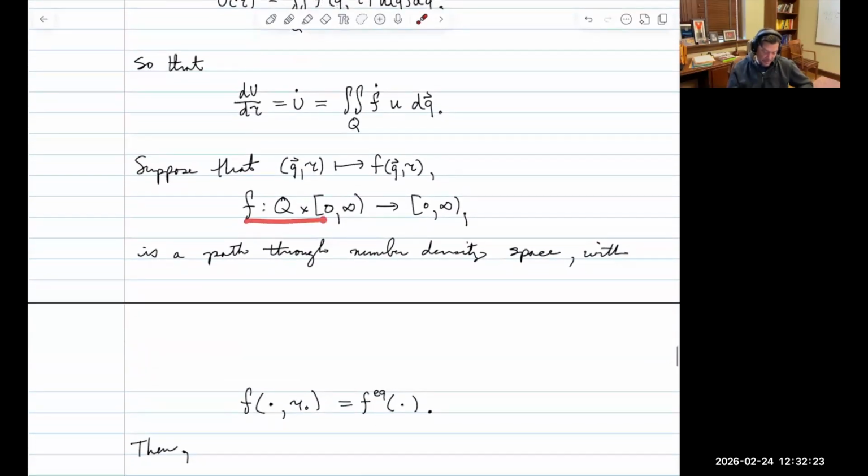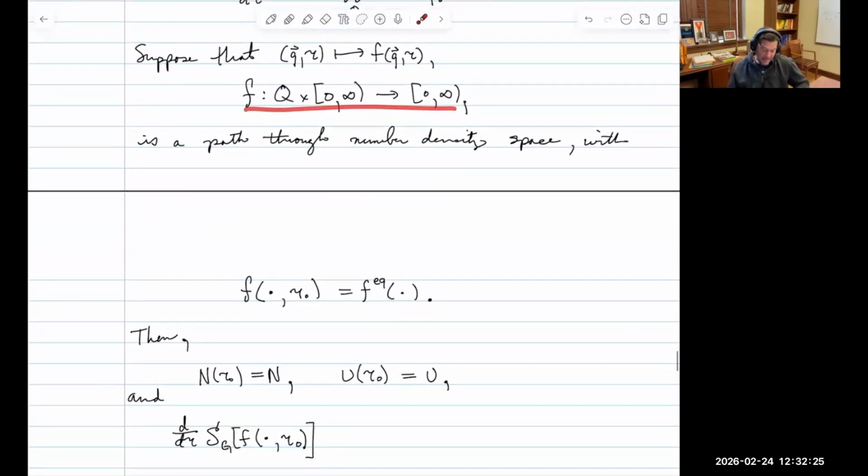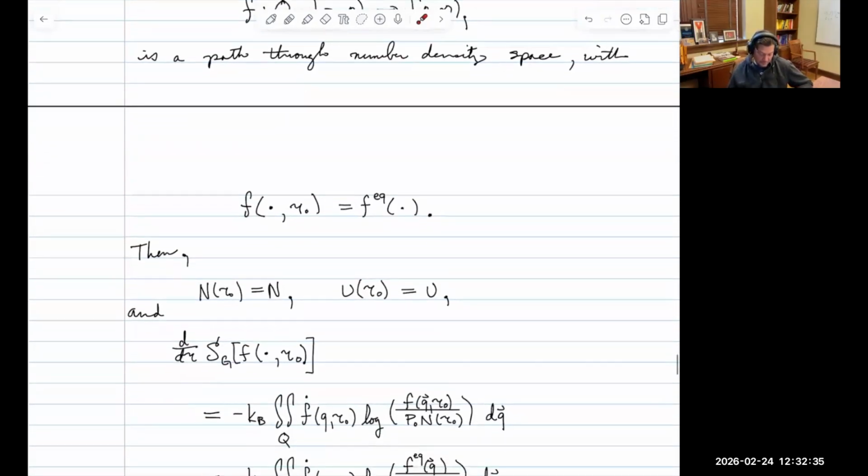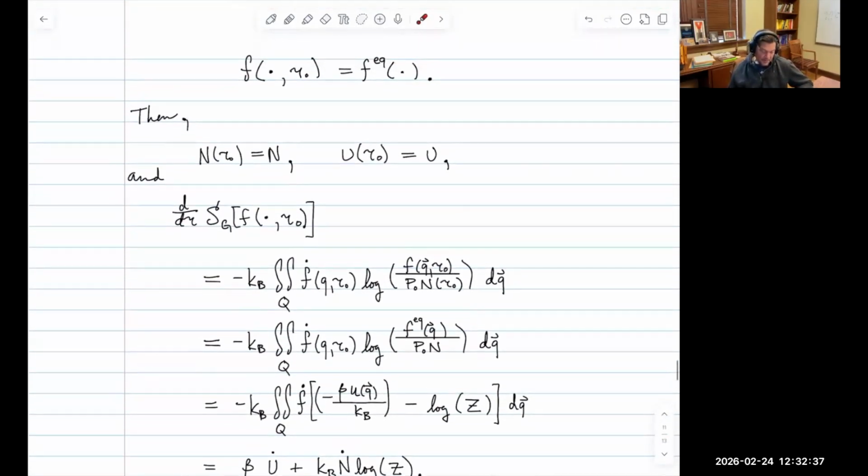This is a generic path through number density space. I'm going to assume that when I stop at the parameter tau naught, I get the equilibrium density. So what is this equilibrium? This is just the Maxwell-Boltzmann distribution. Okay, so what I want to do is repeat the calculation that I did above, but now I want to stop at tau naught and see what I get.